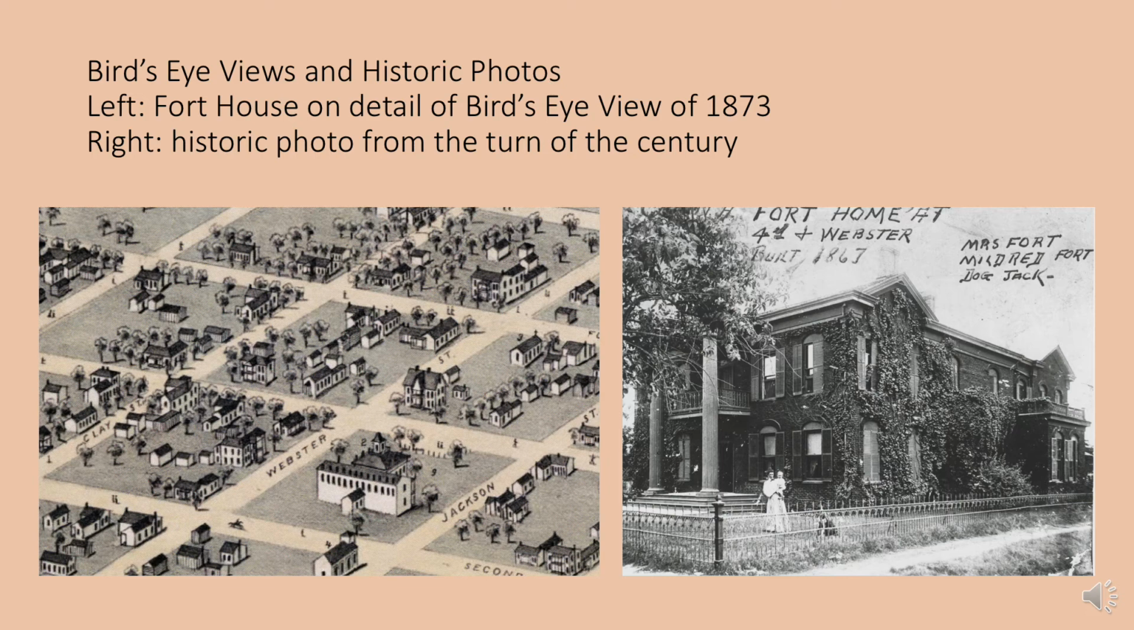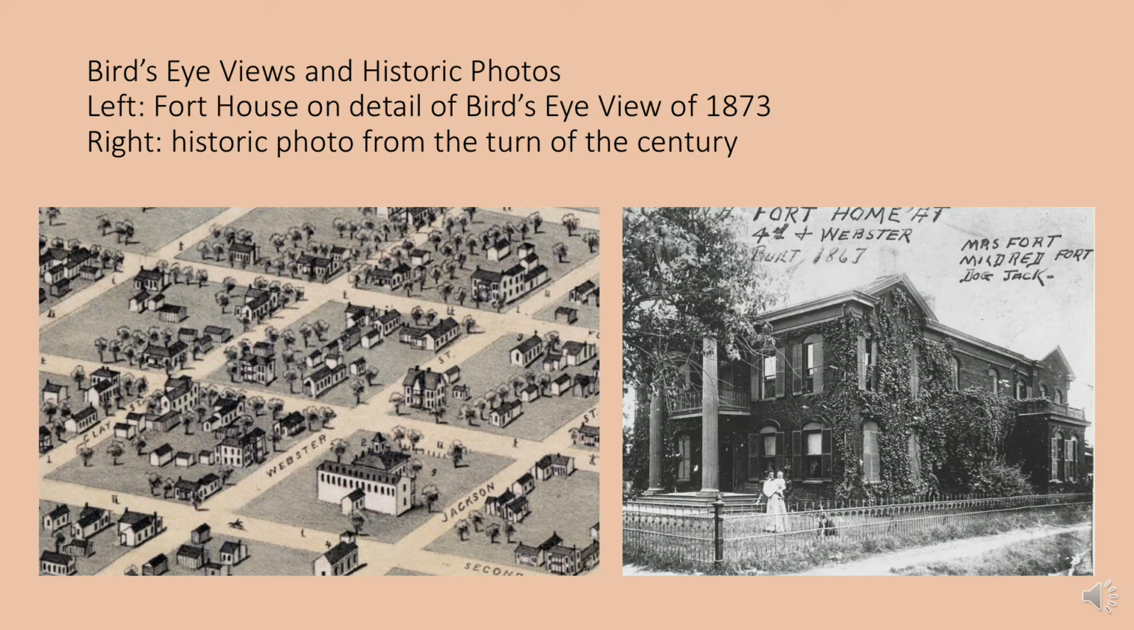And again, you compare this with historic photos like this one from the turn of the century, which shows you that it too had a cast iron fence. And also, if you notice on the portico, there's a cast iron railing. This was probably original, but there was some skepticism about that when the house was restored in the 1950s, and so it wasn't restored in that fashion.